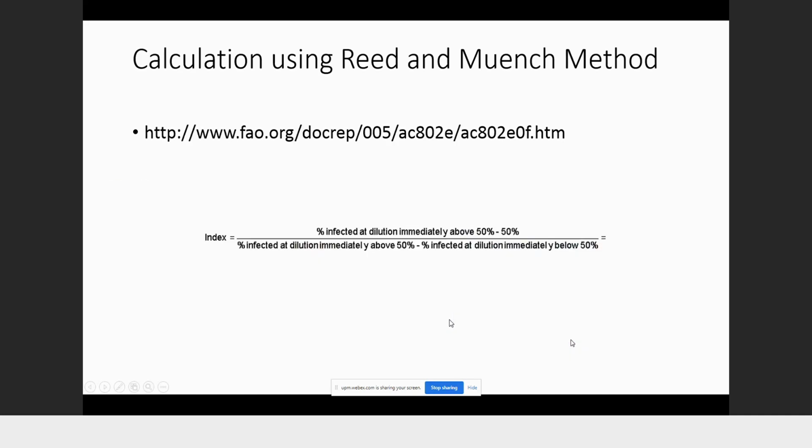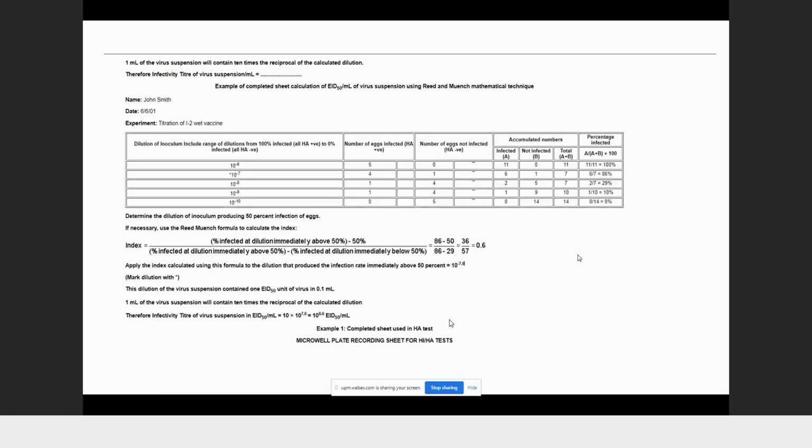Okay, so what you will do next is determine the EID50 based on the rate and range calculation method. I also give you here a link, a detailed or comprehensive link on how to perform this. Basically this is the formula: percentage of infected at the dilution immediately above 50% minus 50%, divided by percentage of infected at the dilution immediately above 50% minus percentage of infected at the dilution immediately below 50%.